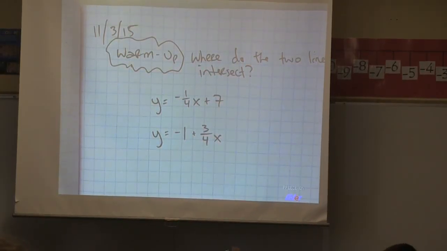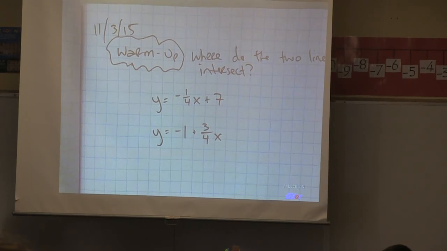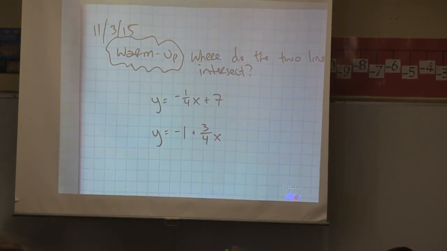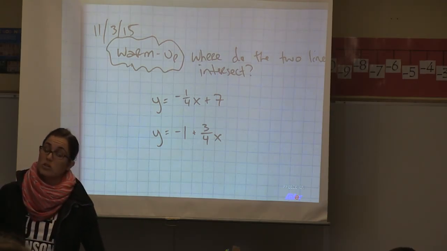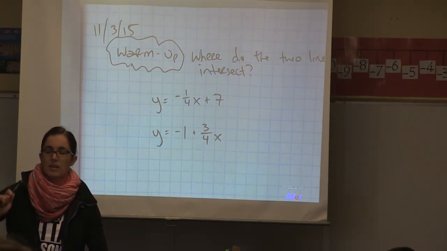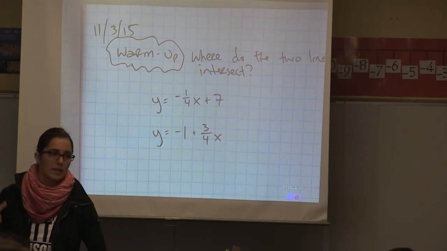Okay, what you do is you take them and you say negative 1/4 x plus 7 is equal to negative 1 plus 3/4 x, and then you solve for that. You could do some solving. That's what Ansel's saying. What else could I do if I want to know where two lines intersect?